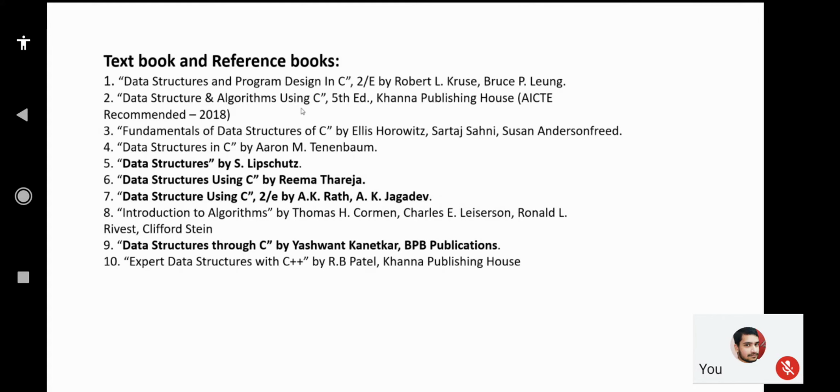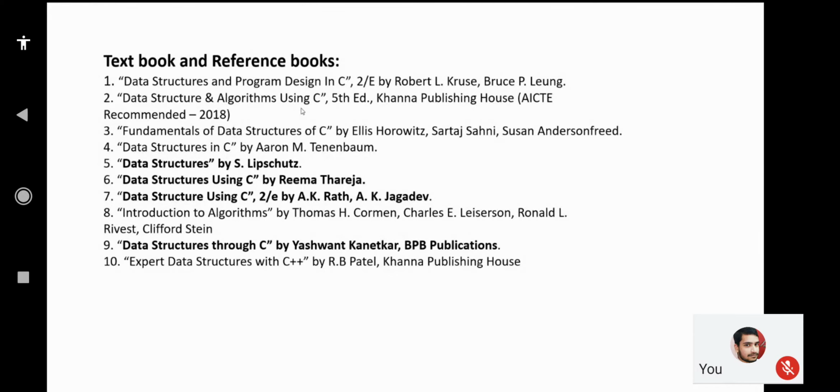These are the books that you can follow. Number 5, data structure, written by Lipschutz, a very good book, a very old book you can take. Number 6, data structure using C by Reema Thareja. It's a very new one and it's a complete book. You can bring that book also. All the other books are also there, data structure through C by Yashavant Kanetkar or any other books.